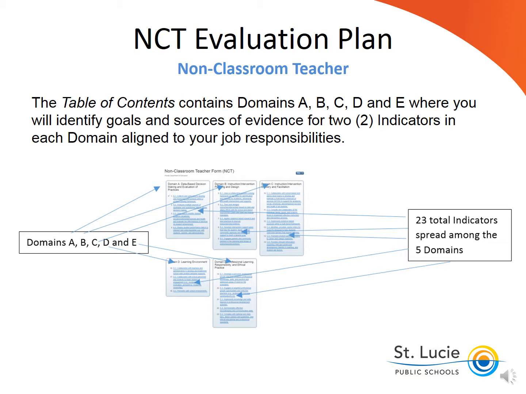All 5 domains of your evaluation are shown on this page, which is also known as the Table of Contents. There are a total of 23 indicators spread among the 5 domains. The indicators in domains are somewhat generic to accommodate the varying types of jobs that are performed by non-classroom teachers. You are to select 2 indicators in each domain that are best aligned to your job responsibilities.